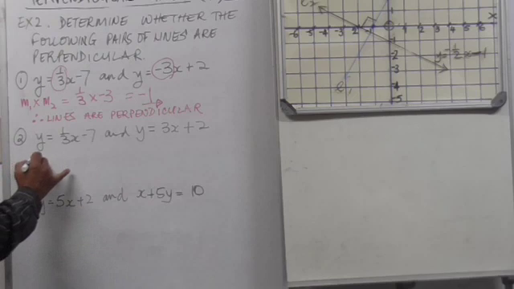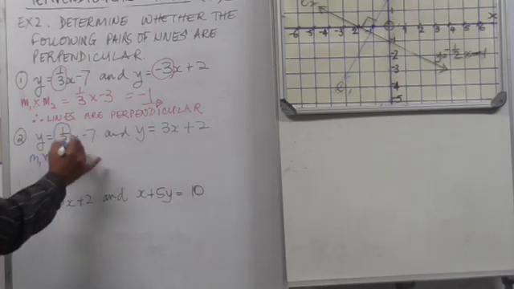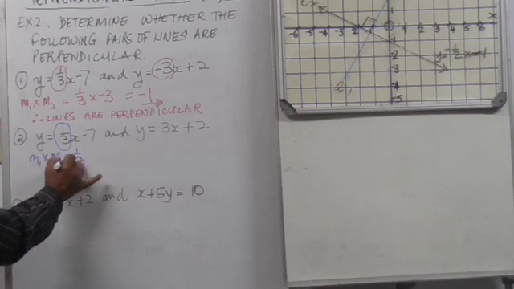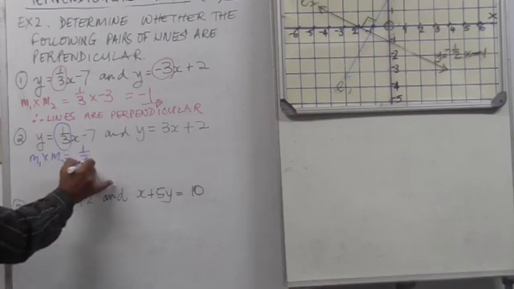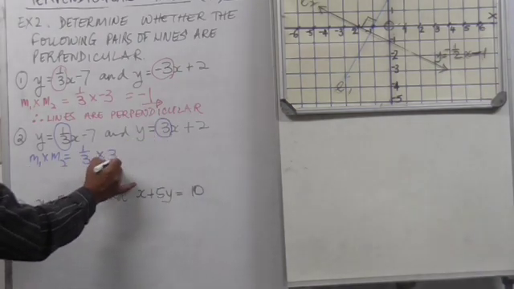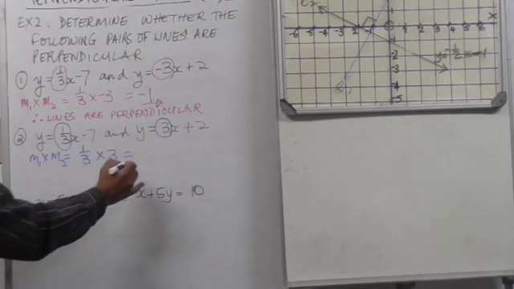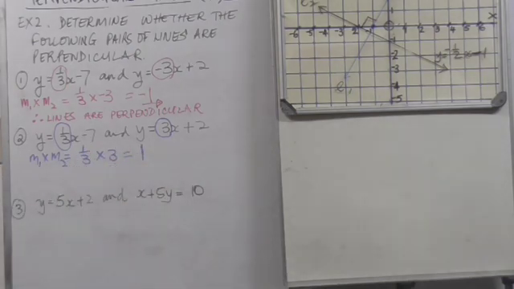Right, let's look at number 2. The gradient m1 times m2. m1 is 1/3. And the gradient here is 3. When you put that in the calculator, you get the answer 1. Now, the requirement is it must be -1, but this is 1.